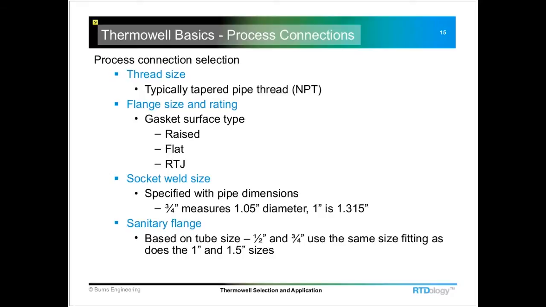Sanitary flanges or Hygienic ferrule, these are based on the tube size. So for example, the 1/2 and 3/4 inch tubing both use the same size fitting, and they're typically specified as 1/2 inch Hygienic ferrule or tri-clamp.